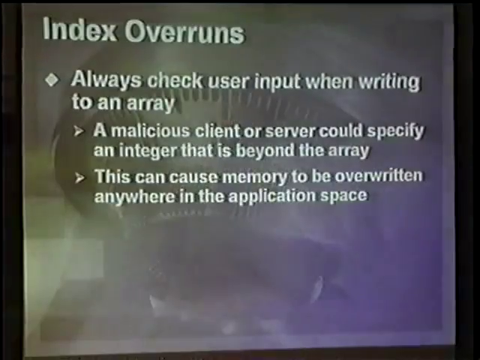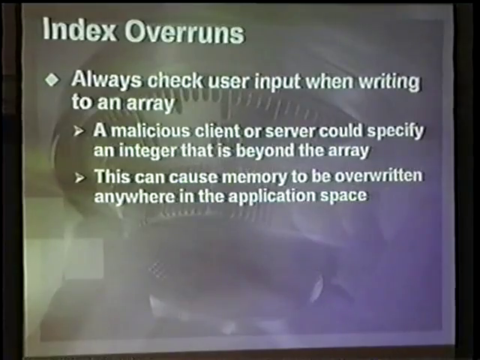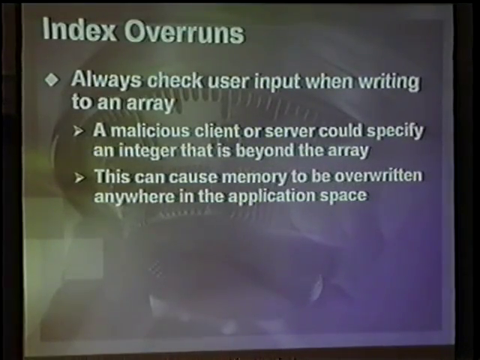Now, index overruns, these are a lot of fun. This occurs when, say, I go to my POP server and ask, how many messages do I have? All right, well, I've got 10 messages. So I allocate enough room for 10 messages, and then say, all right, give me the first message. It says, all right, here's message 12. Bam. Now I'm writing off into who knows where.